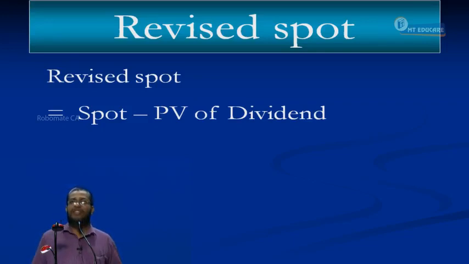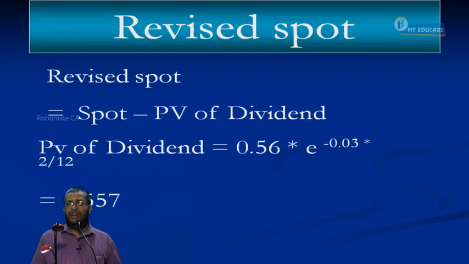Can I proceed now? Present value of dividend is equal to 0.56 into, when do I get the dividend? After 2 months. So discount by 2 months: 0.56 into e power minus 2 by 12 into 0.03. E power minus rt. If we do the simplification, we are getting 0.557. Believe me, it is 0.557. So the present value of dividend is 0.557.